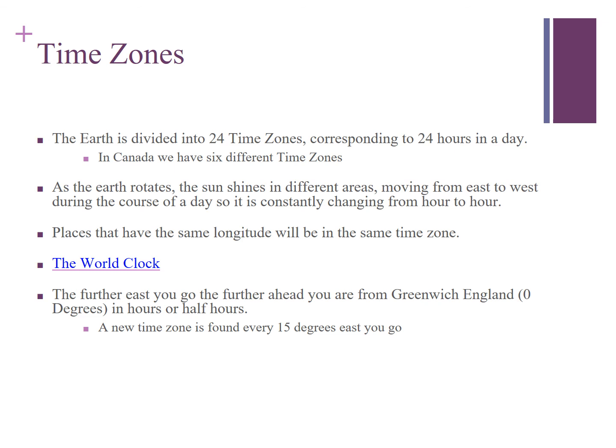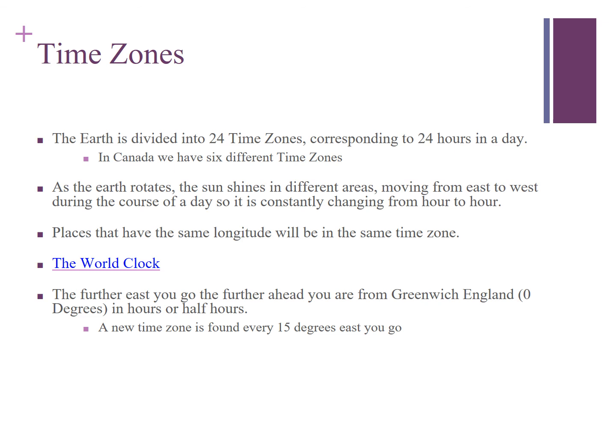On to the last piece, which is the time zones. Now that we've covered the equator, the prime meridian, and the compass portions: on Earth, there are 24 time zones, 24 different time zones, and that is because it literally takes 24 hours for the planet to finish one full rotation.